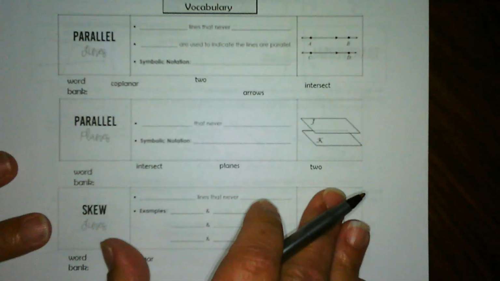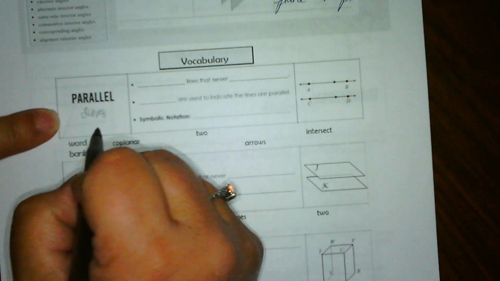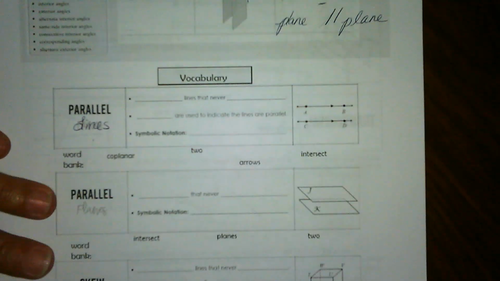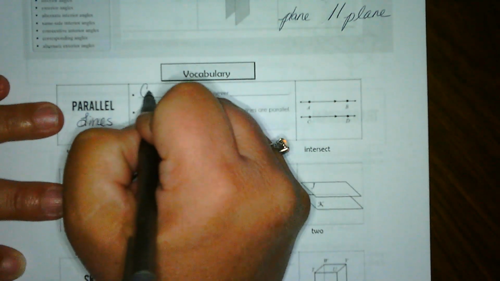On to the vocabulary for this lesson. Now, underneath each vocabulary concept, I put some words for the word bank. We have 3 words on the front, and then a couple of example problems, and a 4th word on the back that we're going to do definitions for. So let's start with parallel lines. Now, we are talking about lines here. So with parallel lines, they have to be coplanar.